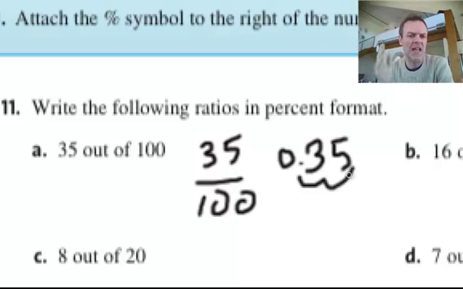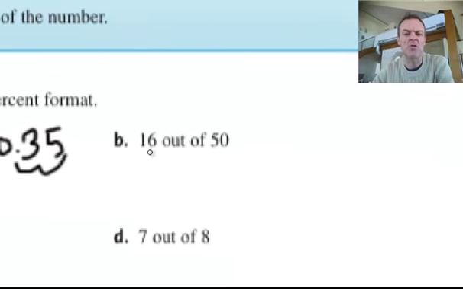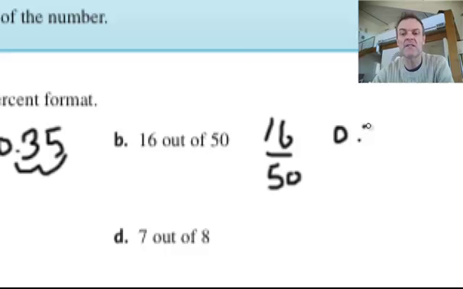Okay, so that one in some ways you could probably see. 16 out of 50, maybe not. So 16 over 50. If I put that in my calculator, I'm going to get 0.32. In fact, let's just double check on that. 16 divided by 50 equals 0.32, which is going to give you 32%.